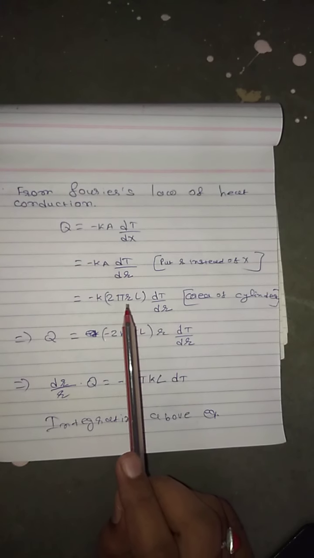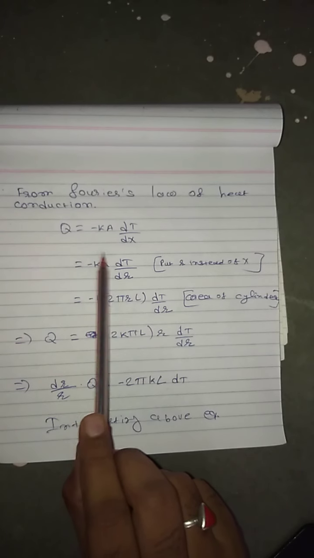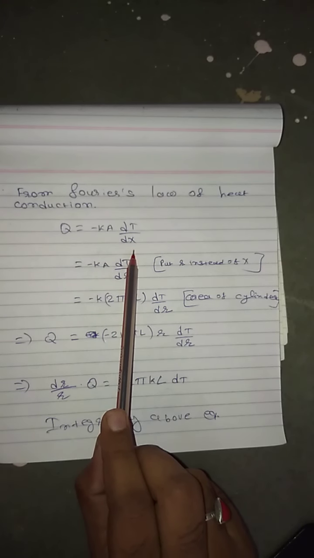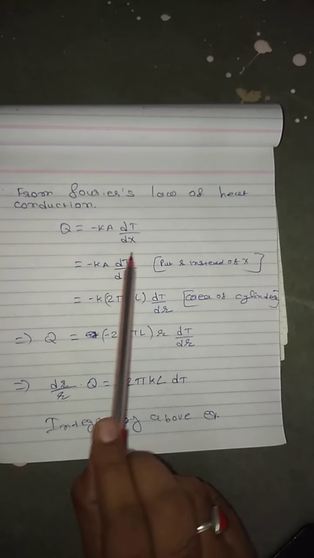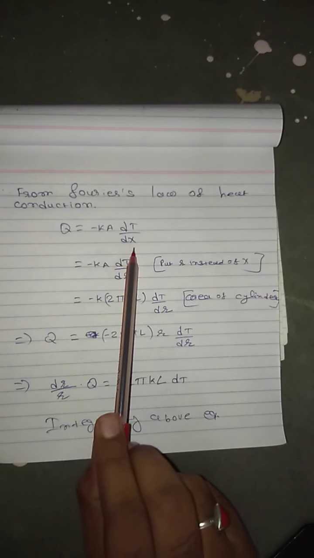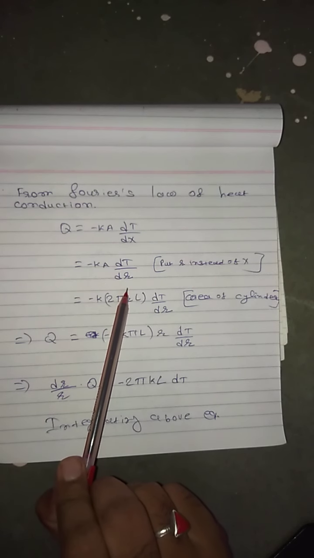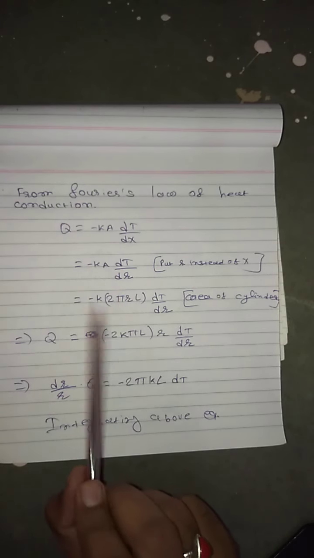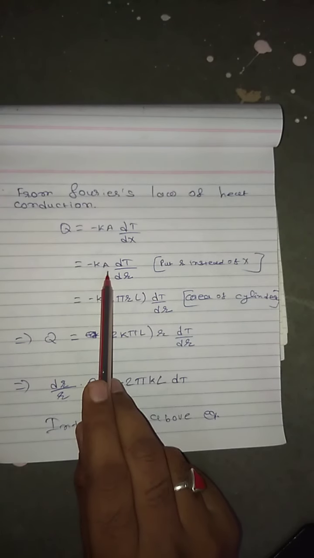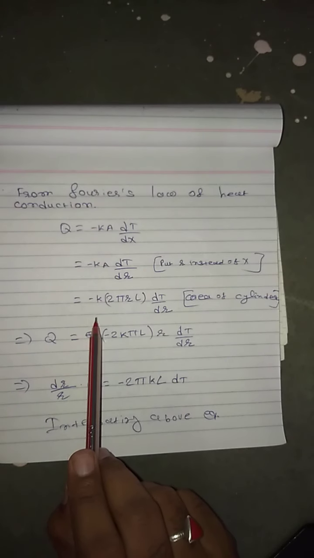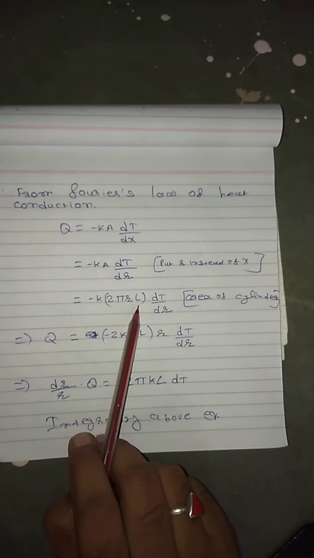Now, from Fourier's law of heat conduction, we all know that Q is equal to minus K A dT upon dx. X we refer to for the heat transfer length, but here we will put r because it is cylindrical coordinates. Then A is the area through which the heat is transferred. So for the cylinder, the circumferential area is 2 pi r into L.